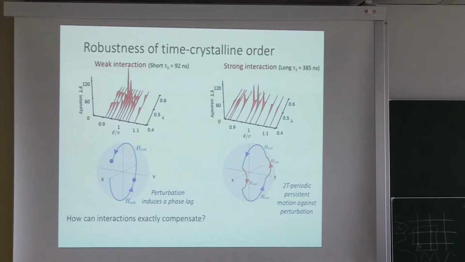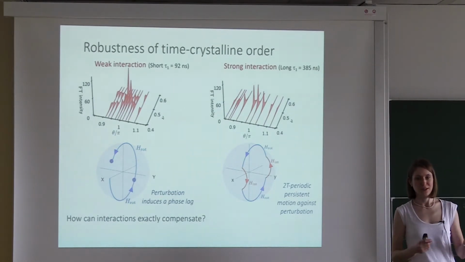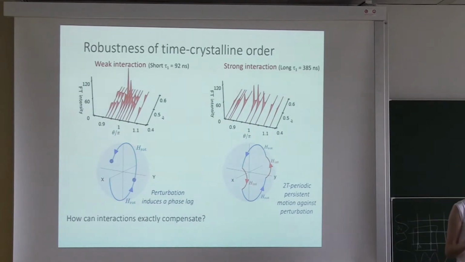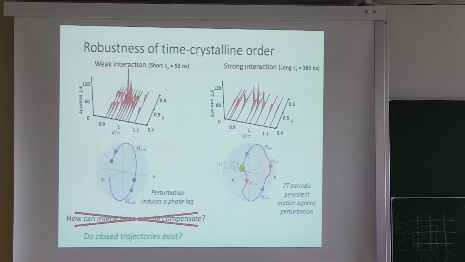Now you might ask yourself how these interactions can perfectly compensate for the perturbations. And actually, this is not the right question to ask. You should rather ask whether there are closed trajectories for the perturbation that you apply. And if there are closed trajectories, then you can show that such 2T periodic order can exist for any initial state.